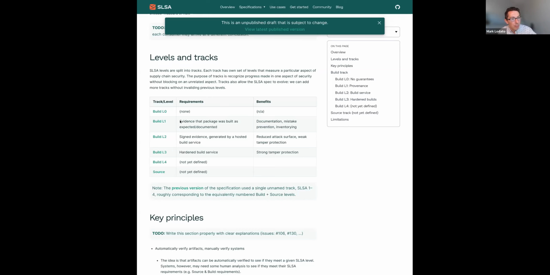So at build level 1, evidence that the package was built as expected or documented, which would incorporate the notion not just that it exists, but that there's some sort of expectation of what it should look like, and you're comparing to that. And then at level 2, we add signing and the hosted build service, and level 3 is further hardening. Are there any initial thoughts on that? Like, yes, that's good, or no, that's terrible.